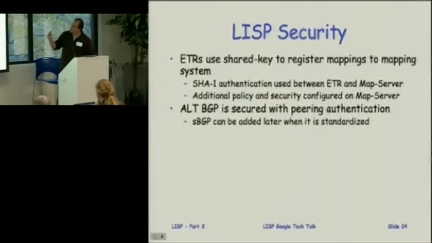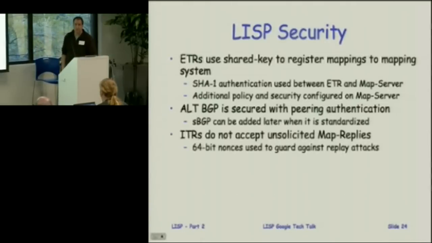The ALT BGP is also secured with peering authentication, MD5, SHA-1 between neighbor peering sessions. But when we have local origin type certification and the security that S-BGP provides, we can actually use that too if you think the security needs to be put there. Don't know. The secure BGP work that's going on in the IETF, that's all I'm referring to there.